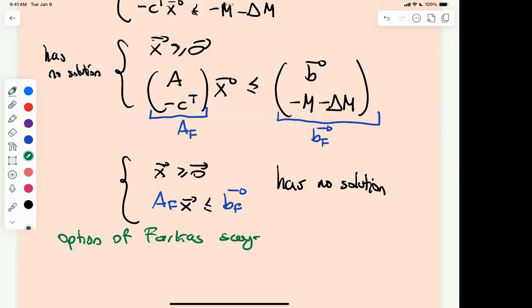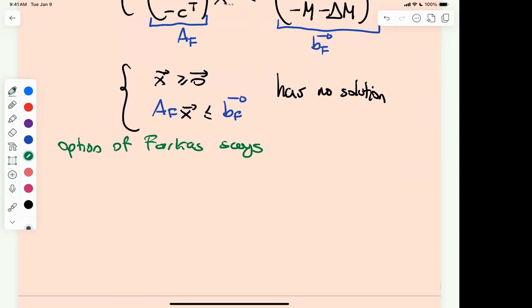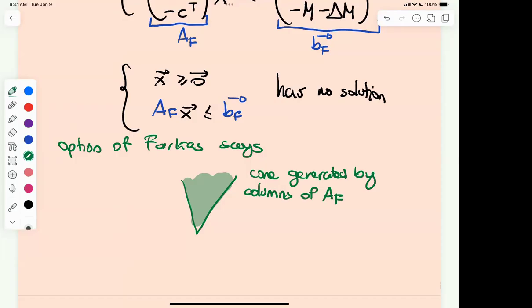It says that you had the cone of the matrix, right? So this is the cone generated by the columns of AF. And then you had this normal vector, right? I'll call it n for a moment. You had this normal vector. You'll see why I'm going to call it n soon. And then you had this vector bf.